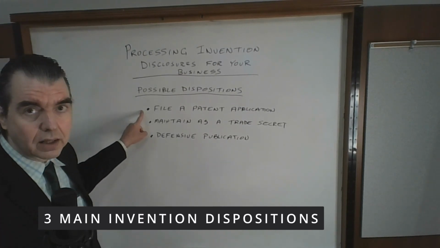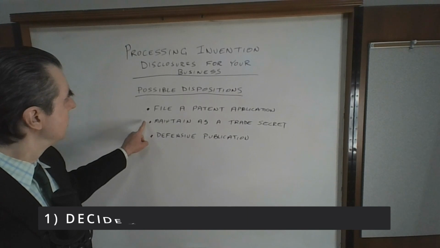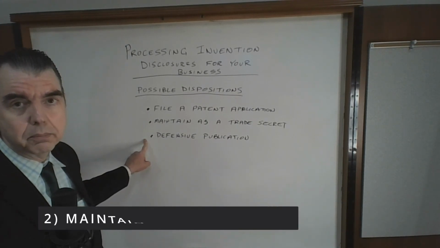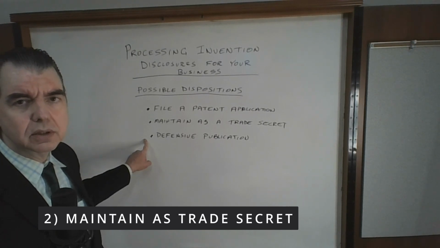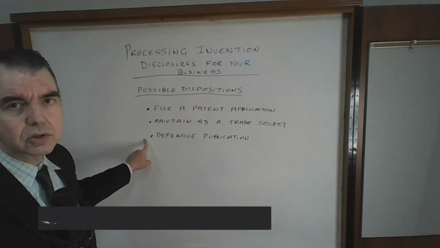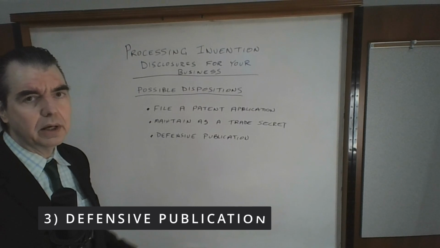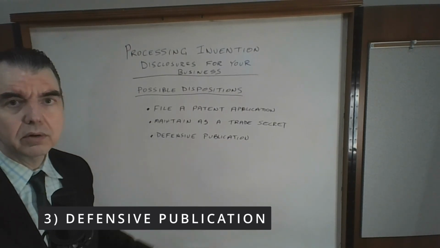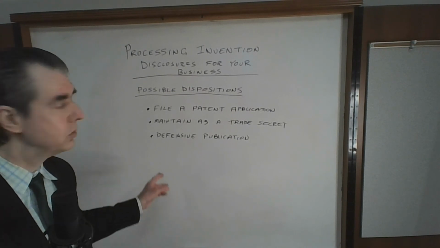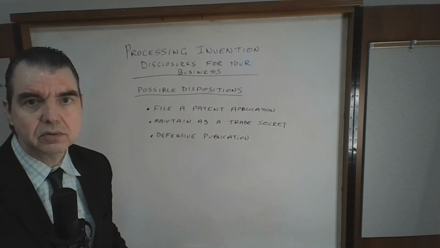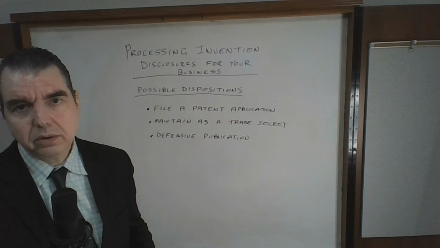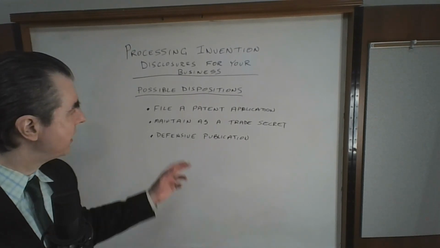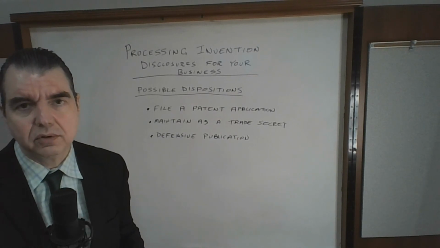Either decide to file a patent application on it, maintain it as a trade secret, or publish a defensive publication that discusses the details of the invention. Now, defensive publication is something that I haven't talked about before, and so I'm going to focus a lot of attention on defensive publications in this discussion. Now, deciding on whether to maintain something as a trade secret is a process in itself. In fact, each one of these steps is a process in itself.